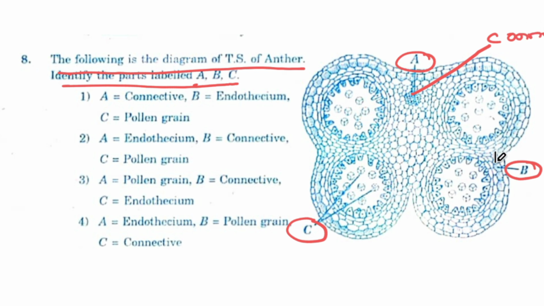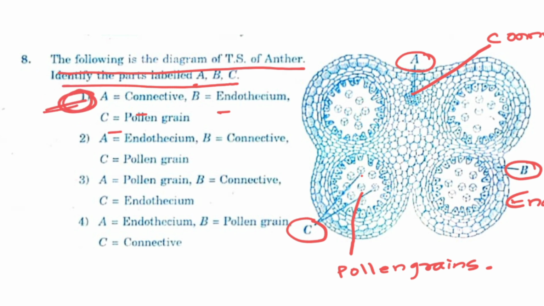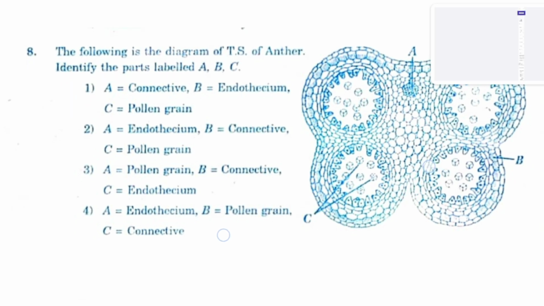So here TS of anther has four different layers: epidermis, endothecium, middle layer, and the innermost layer, that is tapetum. B will be the endothecium. Then this C, these are nothing but the pollen grains. So the right answer for this question will be A, connective, B, endothecium, C, pollen grain. So 1 is the right answer for this question. Then read out the next question.